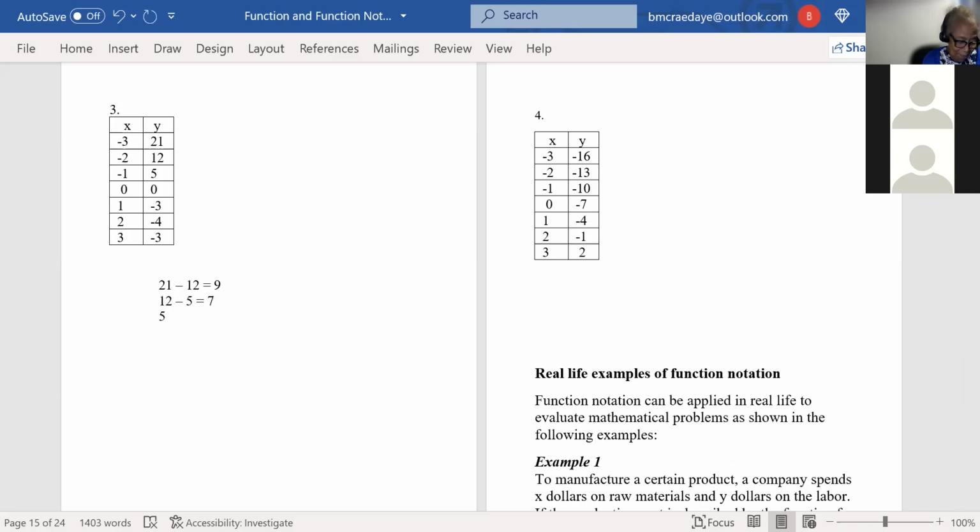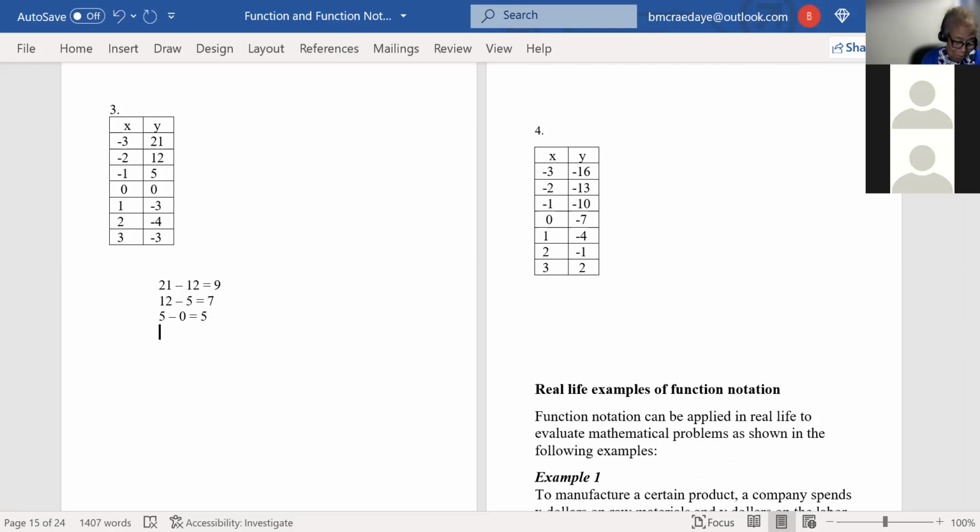Okay, and 5 minus 0 is 5. And then 0 minus a minus 3. Minus a minus 3, the sign is the same, so 0 minus a minus 3 gives you plus 3.